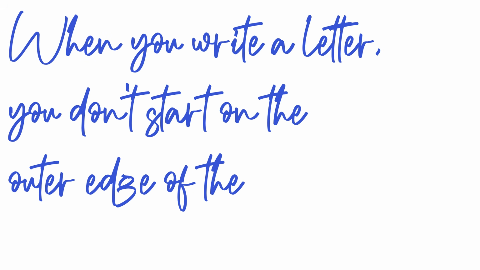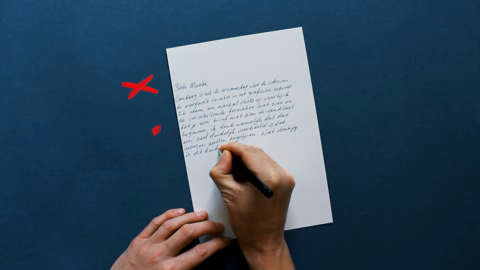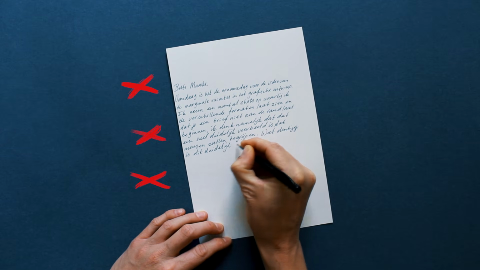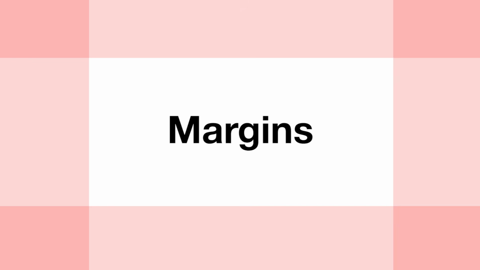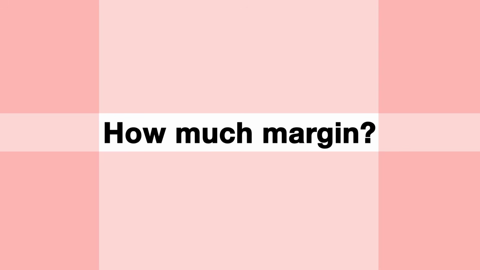Today I'm going to teach you how to create proper margins for your design. When you write a letter, you don't start on the outer edge of the paper. The same applies for placing columns on an artboard. To make your text legible and pleasing for the eye, you need to add white space around your columns. We call these margins. But how much margin do you add?